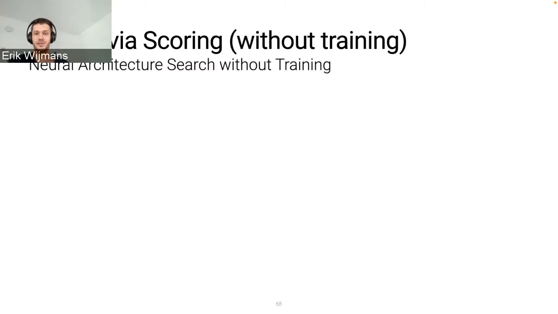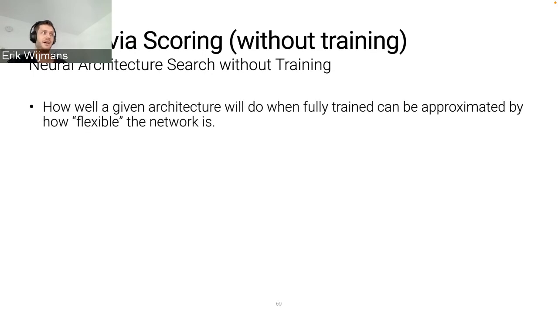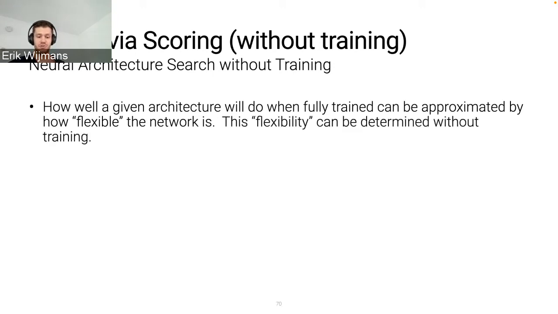So in the search via scoring specifically, it's without training. And so this is a paper called Neural Network Architecture Search Without Training. Effectively, what we're doing here is it's an idea that you can approximate how well an architecture will do once it's fully trained by determining the flexibility of the network. I'm not going to go into the details of how exactly that's determined. It's a fairly complex thing to decide that flexibility, and there's some interesting underlying math of how that works. So if that suits your fancy, certainly go read the paper. It's quite interesting. And that flexibility can be determined without training.